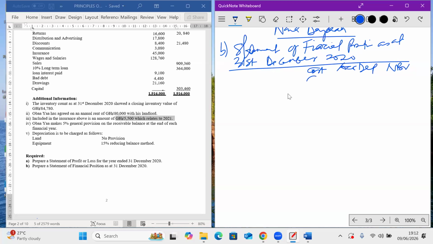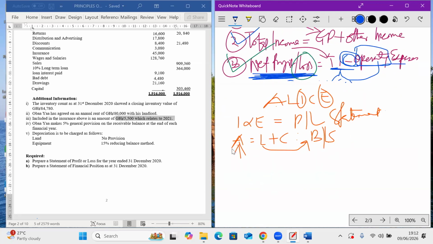Then you start. Watch. We are now preparing the balance sheet. We are following this approach: the accounting equation. Asset equals liability plus equity. That's the pattern we are following to prepare the balance sheet.